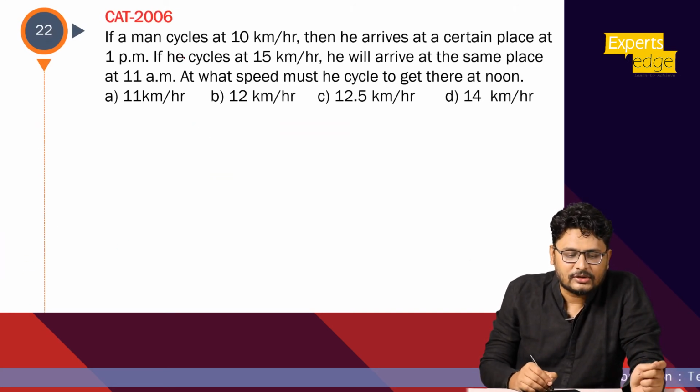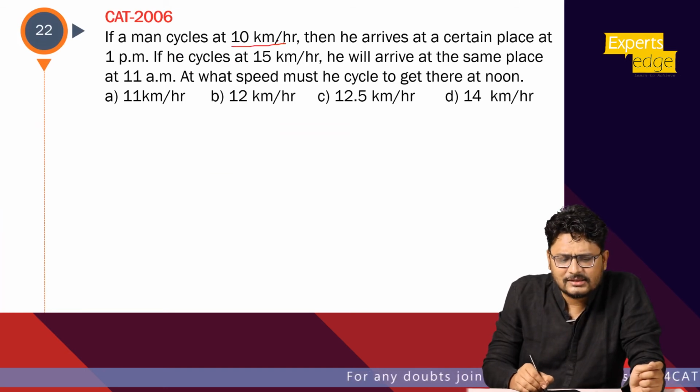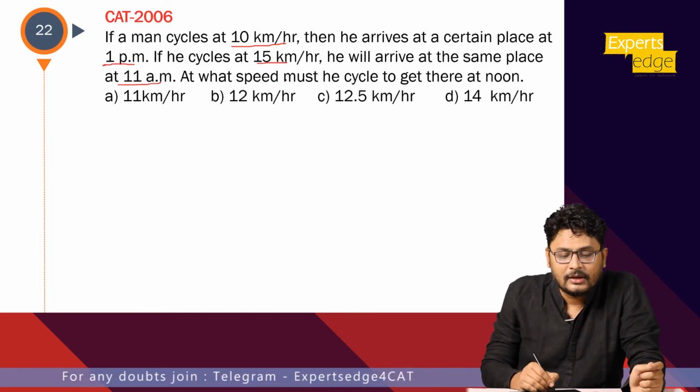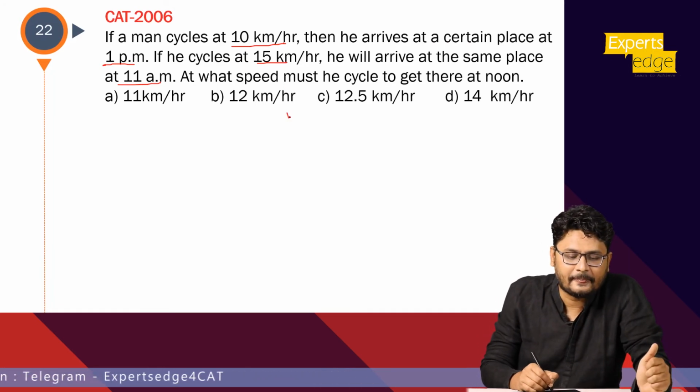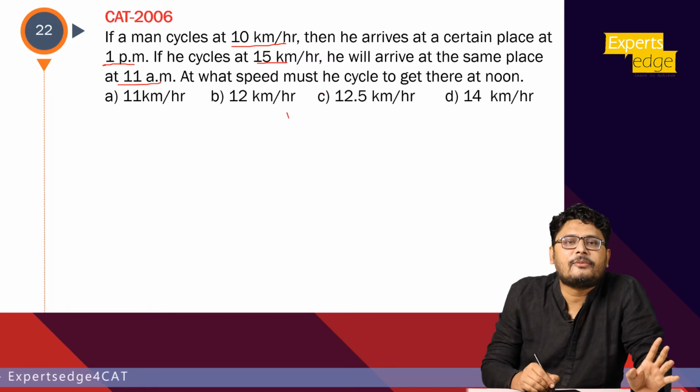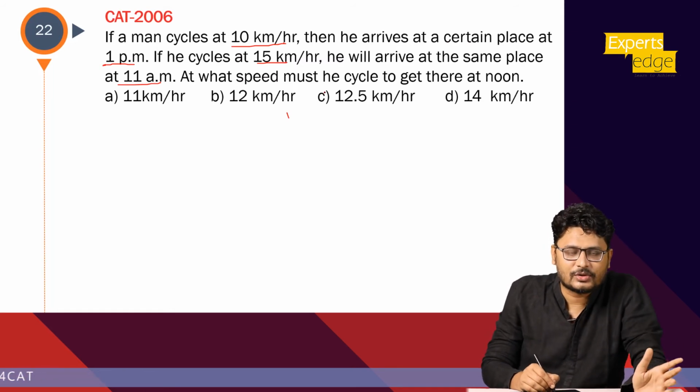Now this is a CAT 2006 question. It was a very good question. Let's see what is given. If a man cycles at 10 kmph, he reaches a certain place at 1 pm. If he goes at a speed of 15, he reaches at 11 am. At what speed must he cycle to reach there at noon? That is 12, right? The arrival time is given, okay, I have to reach at 12.